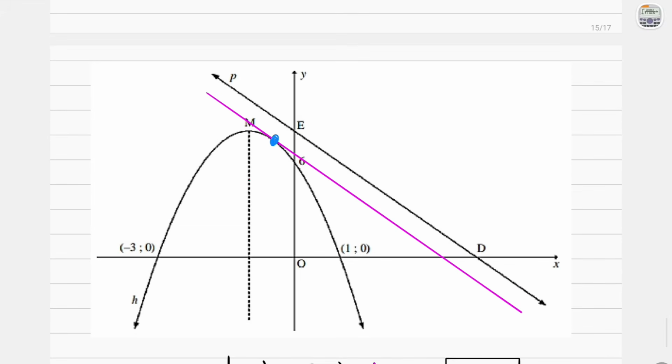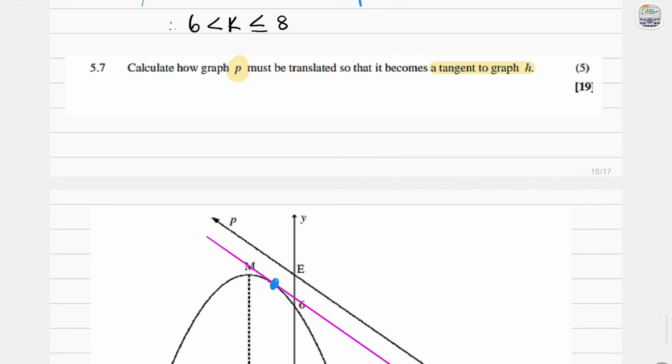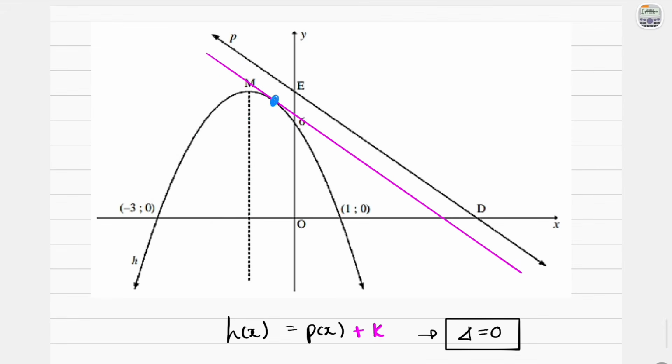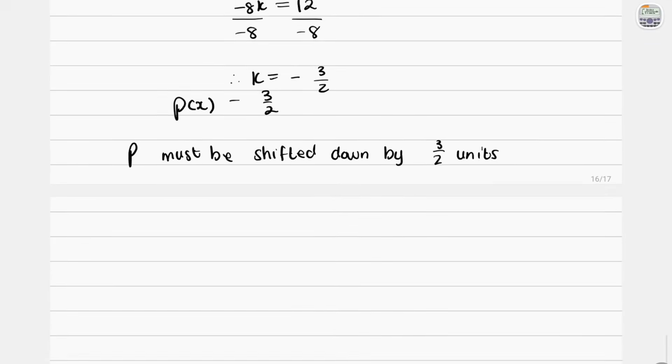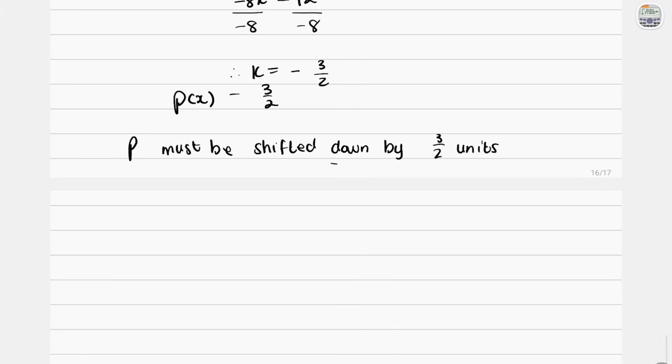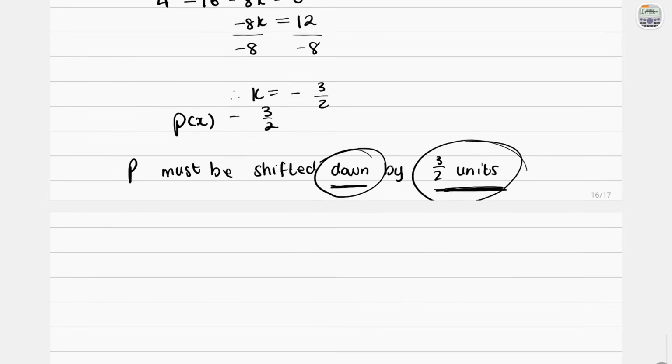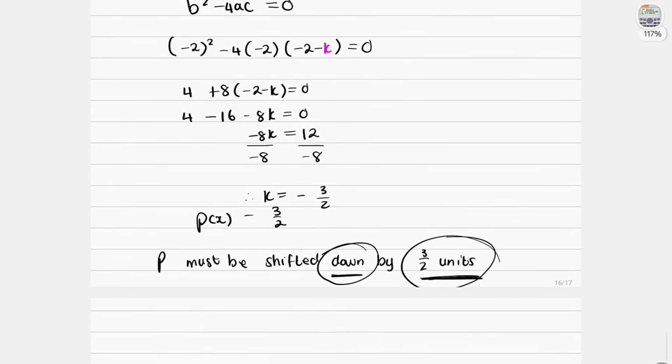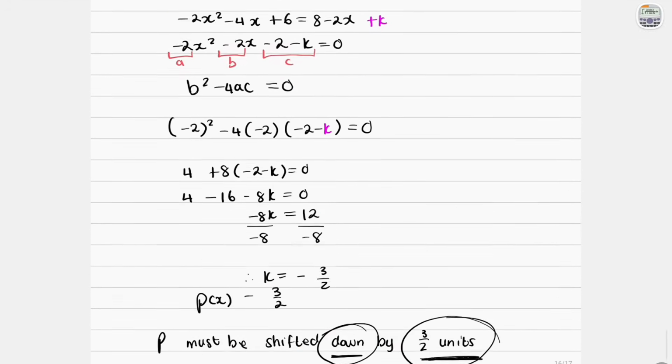So yeah, I see that you can't really use the graph of H. They gave you instructions to use P and tell them how P should be translated. So you have to actually use P. So P must simply be shifted down by 3 over 2 units. These are the two keywords they would look for there. And that is our answer. And that is it for question 5.